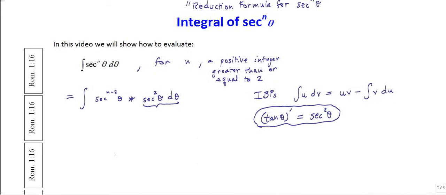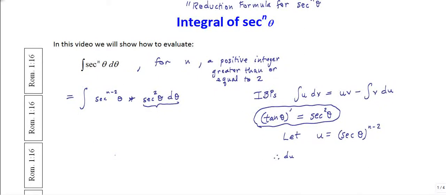All right, so let's go ahead and now put in what u and dv are. So u, we will let u be the first part, secant of theta raised to the n minus 2 power. Now I'm writing it in this way because I'm going to differentiate that, and when I differentiate that, I'm going to bring down this power, knock it down by 1, and then I have to use the chain rule to take the derivative of what's inside. So let's go ahead and do that.